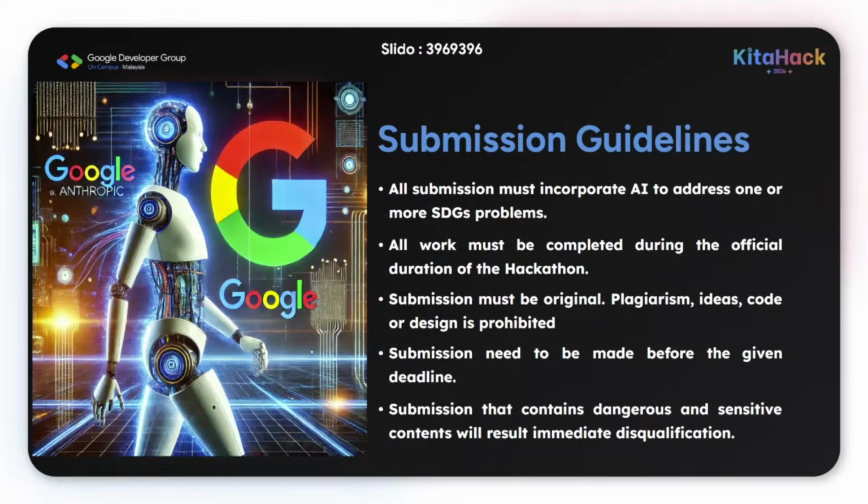For the submission guidelines, all submissions must incorporate AI to address one or more SDG problems. All work must be completed during the official duration of the hackathon, so any submission that exceeds the deadline will not be accepted. Submissions must be original; plagiarism of ideas, code, or design is prohibited. Submissions need to be made before the given deadline. Lastly, submissions that contain dangerous or sensitive content will result in immediate disqualification as well.